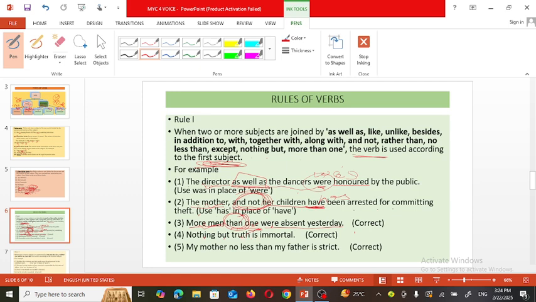Nothing but truth is immortal. Truth is uncountable, an abstract noun. Nothing but is used, so is is the correct primary auxiliary here. My mother, no less than my father, is strict. No less than: comparison is made between mother and father. Two subjects are there, but at a time we have to consider the first subject, my mother, singular, and that's why the is form of to be will be there.